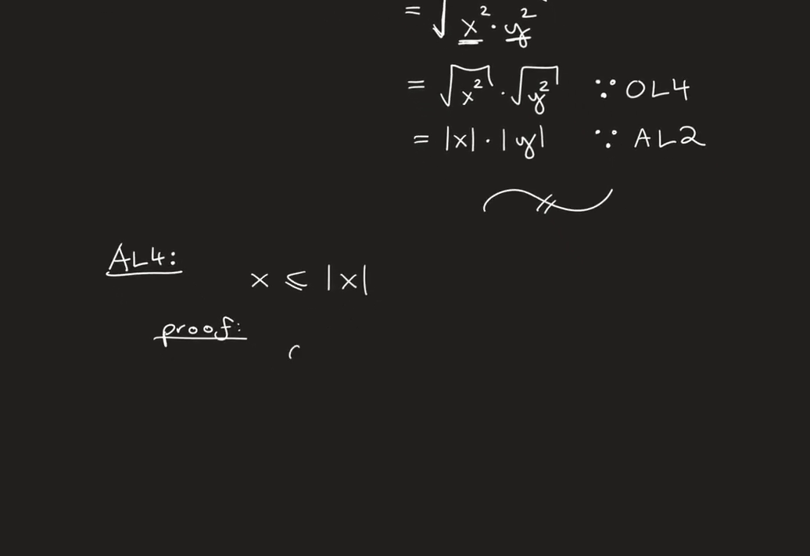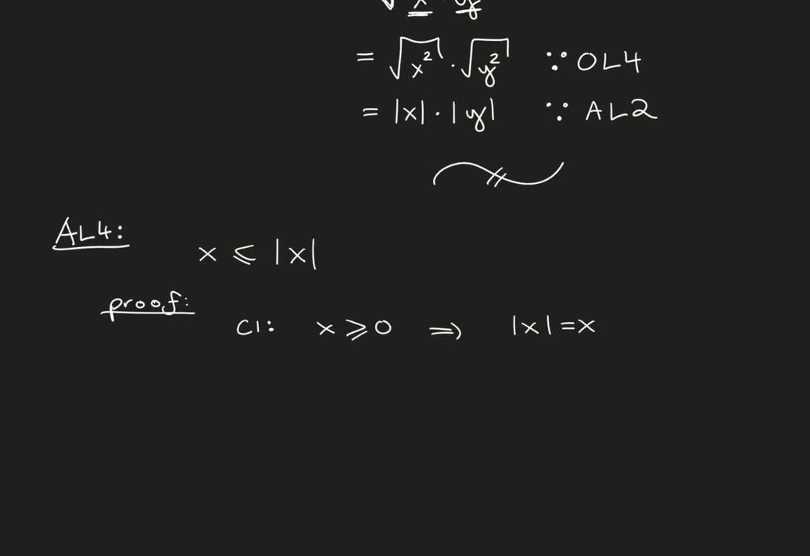I don't think this is actually going to be that bad. There's two cases. Case 1, x is bigger than or equal to 0. That implies that the absolute value of x is equal to x, and therefore x is also definitely less than or equal to the absolute value of x. So we know they're equal, and therefore they're also less than or equal. All right, easy peasy in that case.